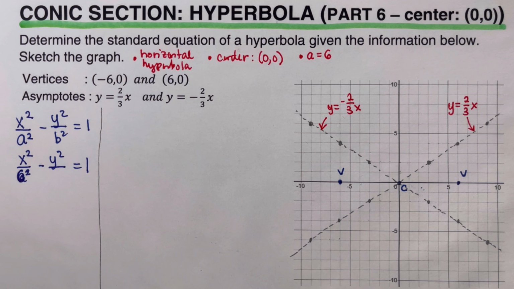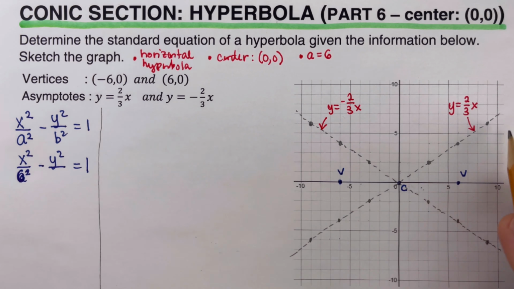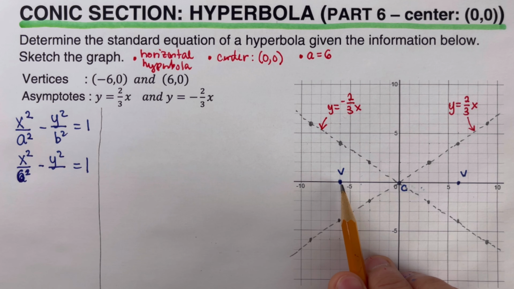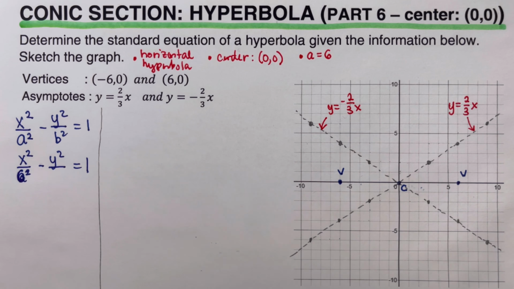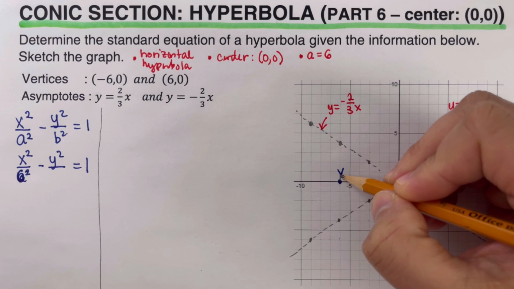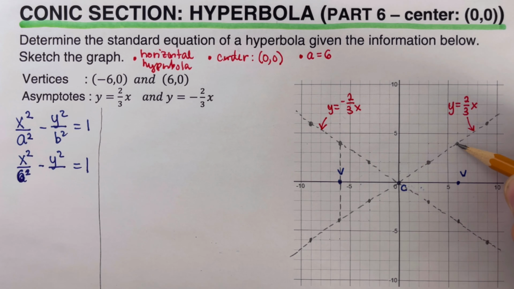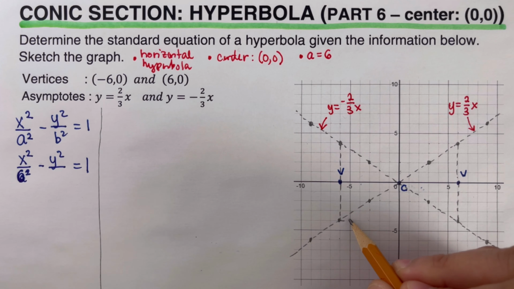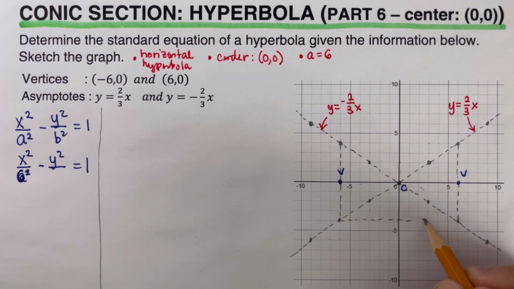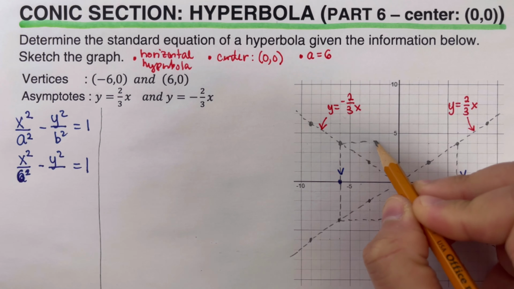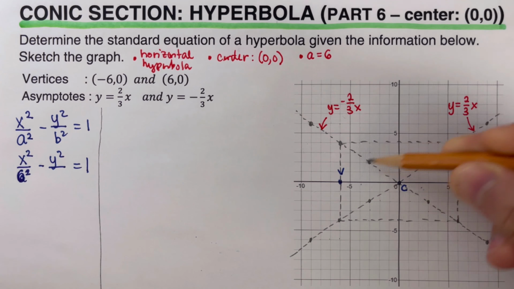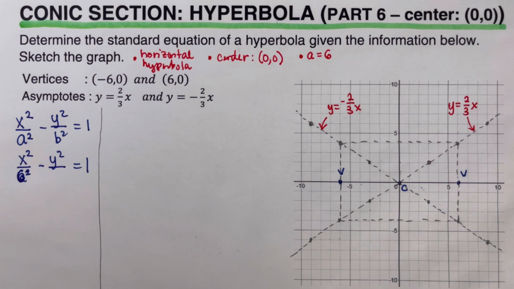Now we remember that the central rectangle of a hyperbola will have the corners on each of these asymptotes, and it's going to pass through the two vertices. So we can draw a line right here, and that's the first part of the rectangle. We can also draw another line right here to make the rectangle. So this is the central rectangle for this hyperbola.